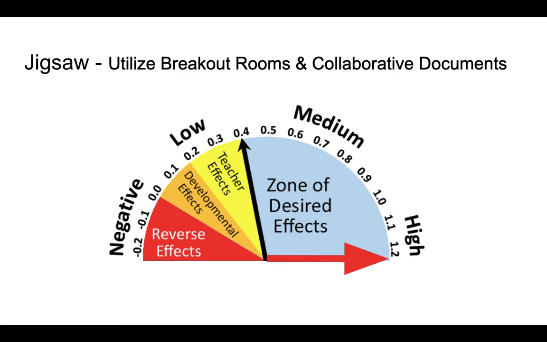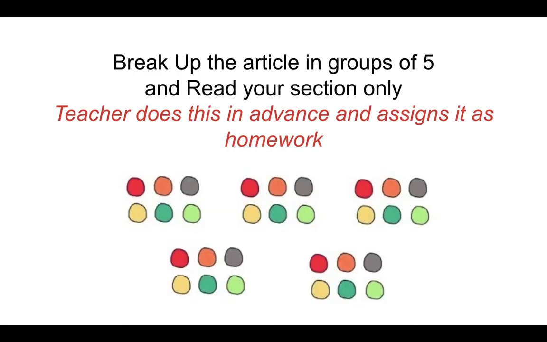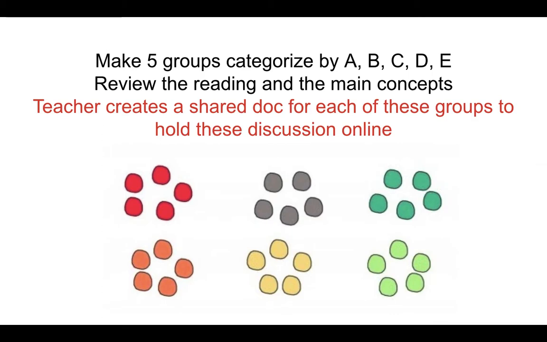Jigsaw can go virtual. So the first thing you're going to do in advance is assign who reads what parts of the article. Then you're going to create a shared document for each of the groups. So if I had 6 parts to my article, I'm going to have 6 different documents.